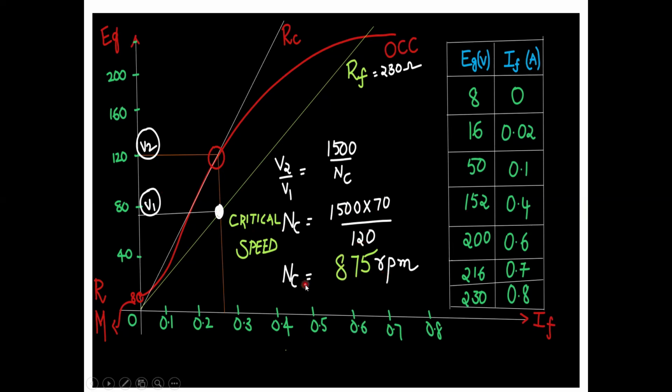We also obtained this graph with the help of only these specific readings. Apart from the readings, I would like to draw this line with the help of this field resistance, approximately 280 ohms. With the help of that slope formula, we identify this point. We extrapolate this V1 and V2, and we have the critical speed here.